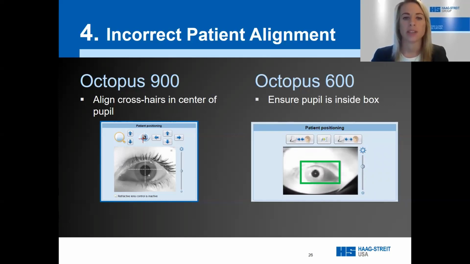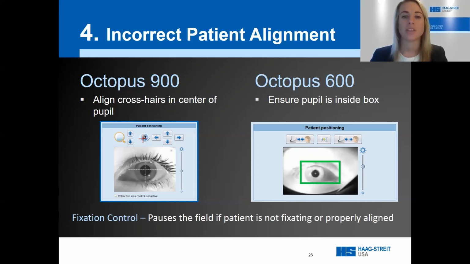Proper eye placement is important for the patient to see properly the fixation target along with the stimulus throughout the visual field. With your Octopus perimeters, it is also important for fixation control. The fixation control feature tracks the patient's pupil to ensure the patient is looking straight ahead during the field. If the patient looks around, closes their eye, or is not properly settled on the forehead rest, the fixation control will pause the field until the patient resumes proper fixation. This ensures 100% reliability when it comes to fixation with your Octopus perimeter.